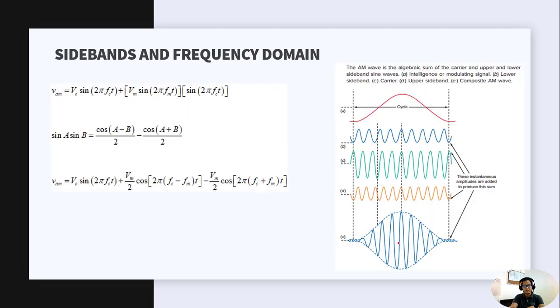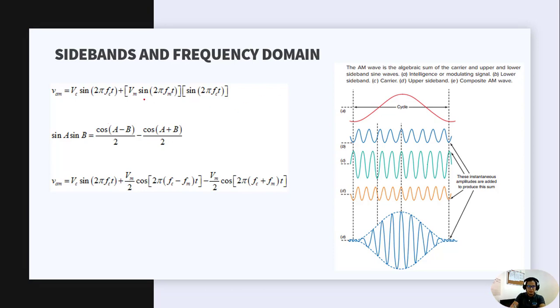Now, eto naman siya pagka tinignan natin siya sa equation. On top, this is yung equation na pinakita ko kanina. Ito yung output ng ating modulator. It is Vc sin 2 pi fct plus Vm sin 2 pi fmt times sin 2 pi fct. Using our trigonometric identity, sin A sin B, that is actually equal to cosine A minus B over 2 minus cosine A plus B over 2.